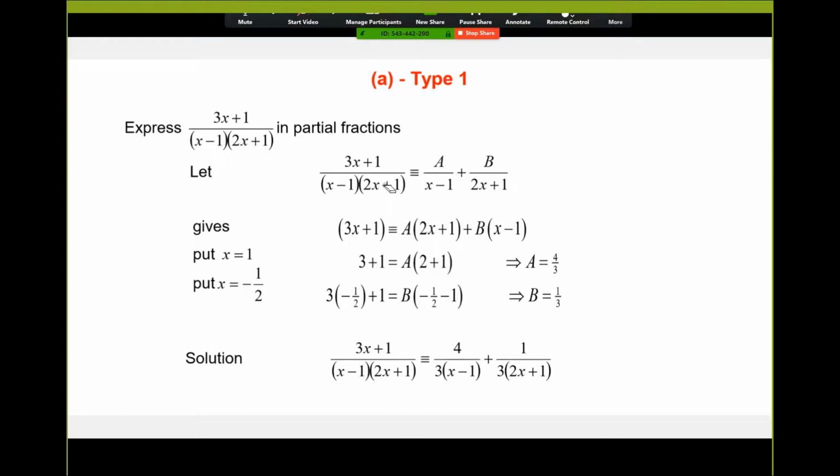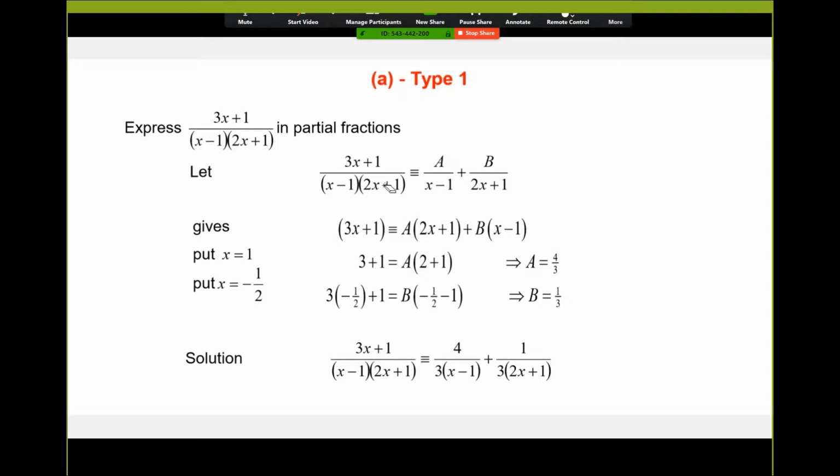For a type 2, so this is any time that we don't have a linear factor. In this case, this x squared plus 1 is not linear, it's quadratic. So that means instead of just having a constant over the x squared plus 1, I'm going to need to have a constant for an x to the first power term as well. Okay, so now when I get a common denominator, this will be a times x squared plus 1 and bx plus c times x minus 1, which gives me this step.